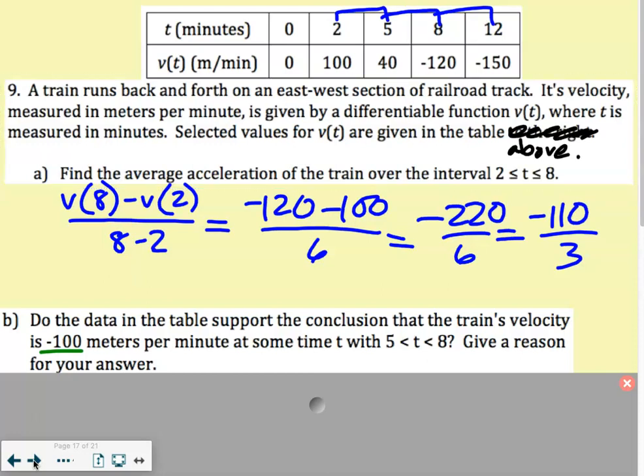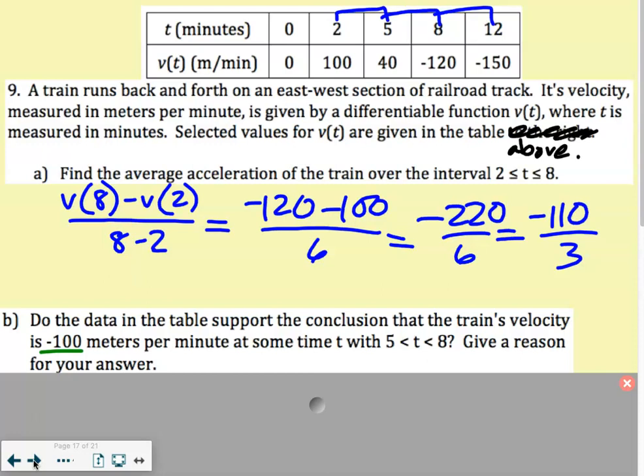So, we're looking for a value on our table. What theorem is that, to know if there's a value in between two values on your table? That's IVT, right? What's the first thing we always write when we do IVT? Continuous.